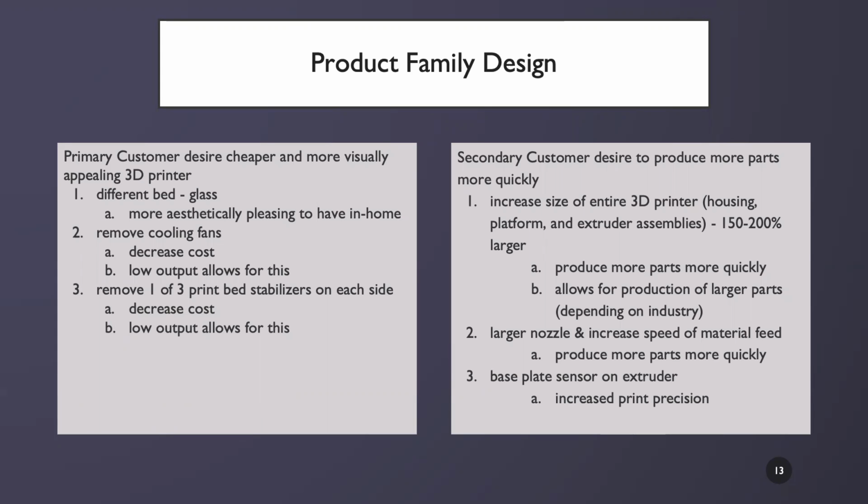The secondary customer desires to produce more parts more quickly. So we are increasing the size of the 3D printer, all of the housing, platform, and extruder assemblies, to at least 150% larger. This is to produce more parts more quickly and allows for production of larger parts depending on industry. We are also adding a larger nozzle and increased speed of material feed, and a base plate sensor on the extruder or a coordinate measuring system to increase the print precision.